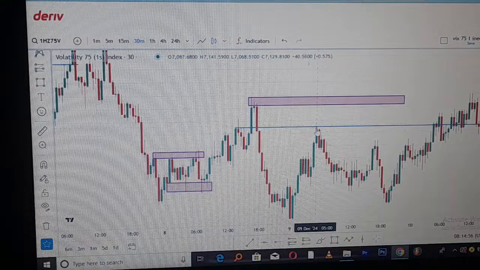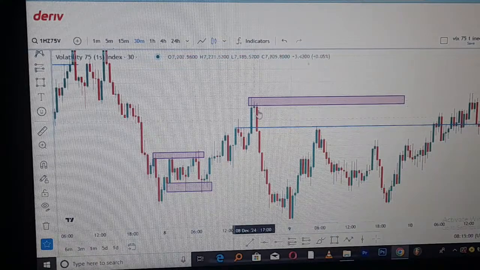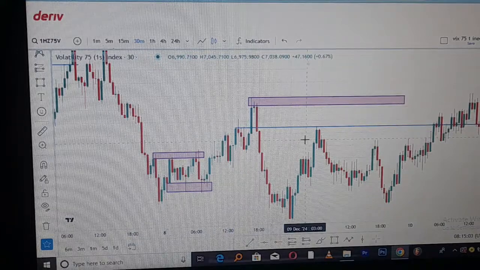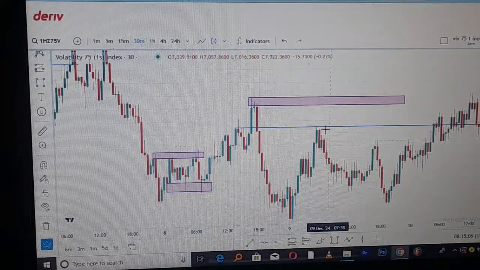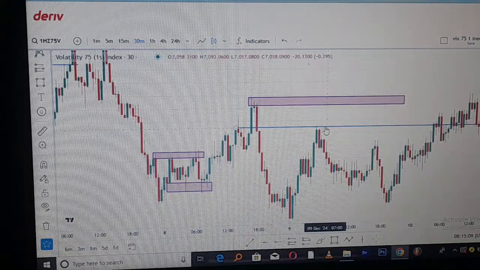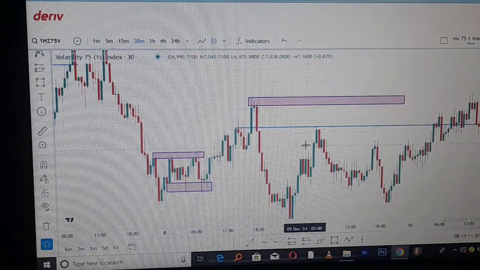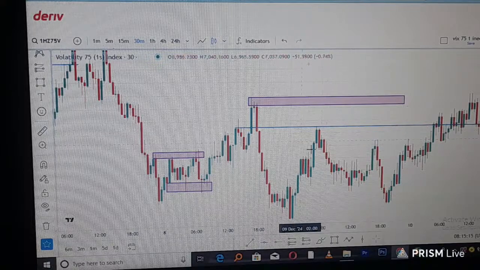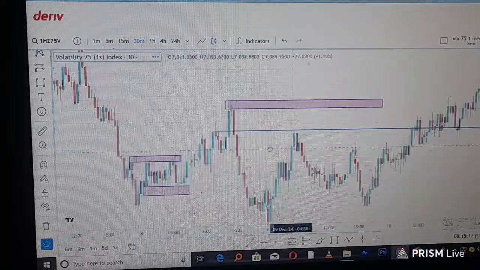So when the market comes back to your killer zones, because you already know that when it comes to this area or this area, it respects them. So you always wait for the market. When it comes to this area is when you implement your strategy. This will help you to not be overtrading, or always being in the market.